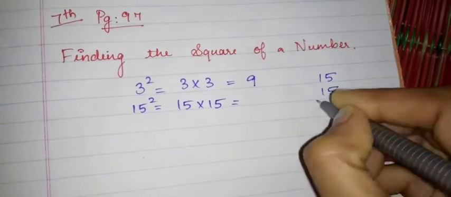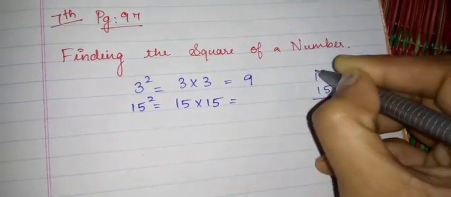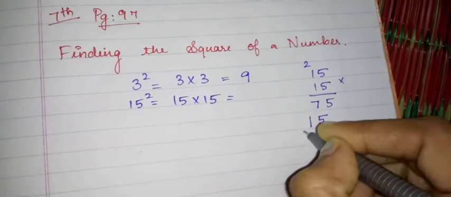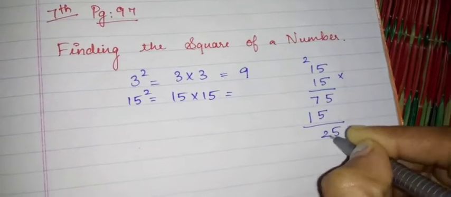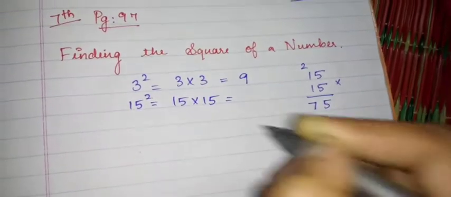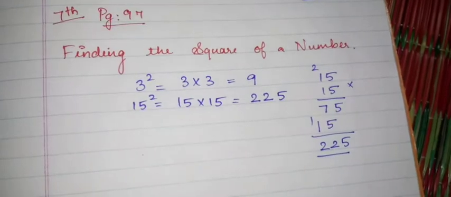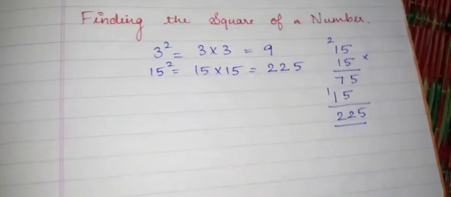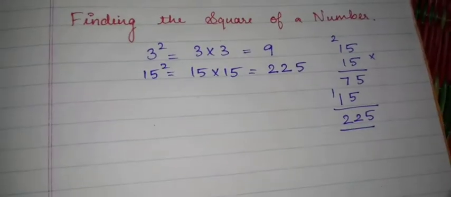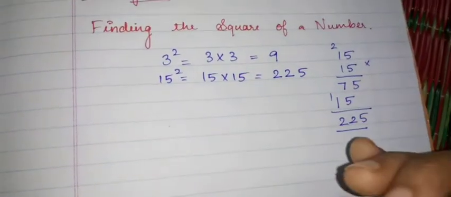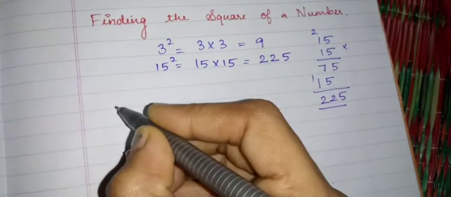15 into 15. 5 fives are 25, 5 ones are 5, and 2 carried is 7, then 1, 5, 1, 2, 225. So 15 into 15 is what? 225. This is how you usually find the square of a particular number. But now there is a different method which we are going to see.